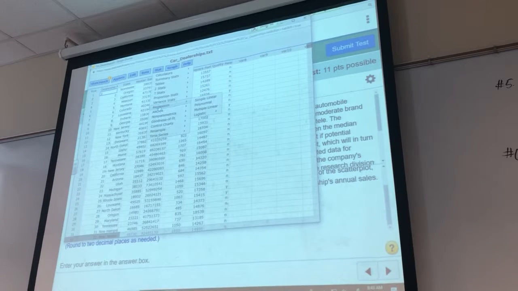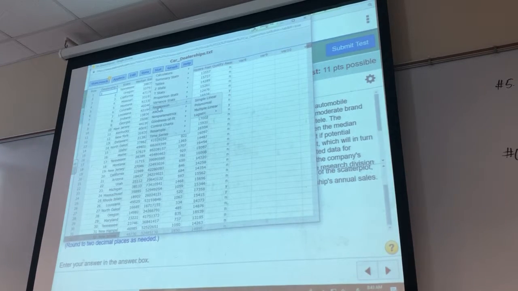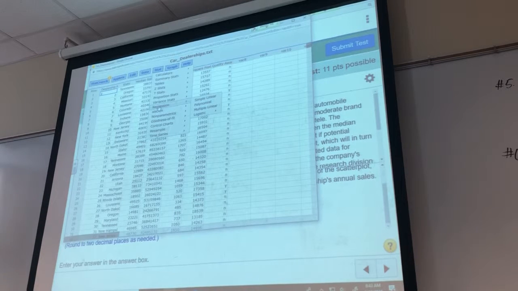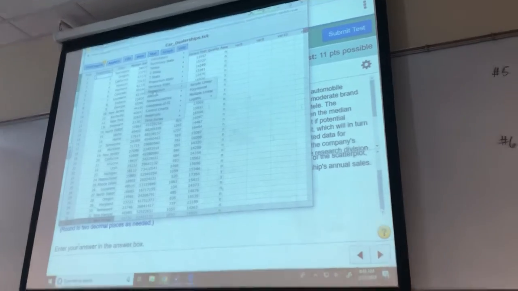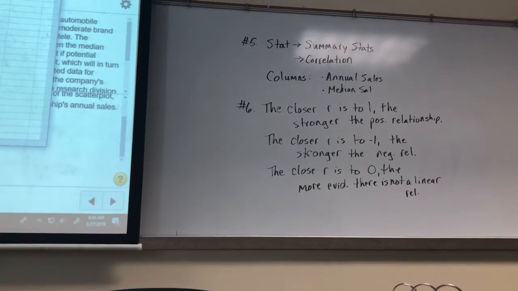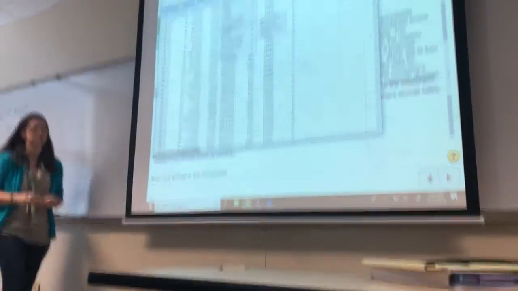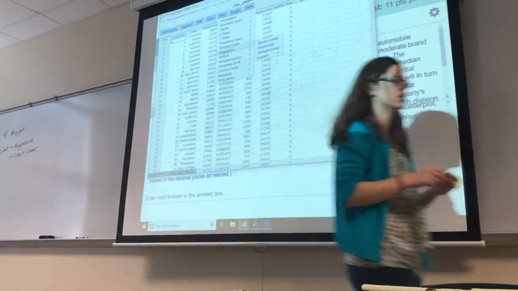Actually, I think, how did I remember it? I think you can do number 5 the same way that we do number 7, because I think they'll give you R as well. But you'll go to stat, regression. And we're just going to do a simple linear, because linear is the only type of regression we're going to have in this class. So we'll just go to a simple linear.